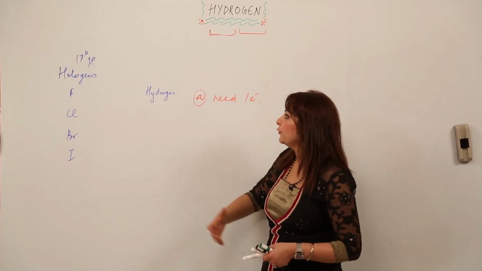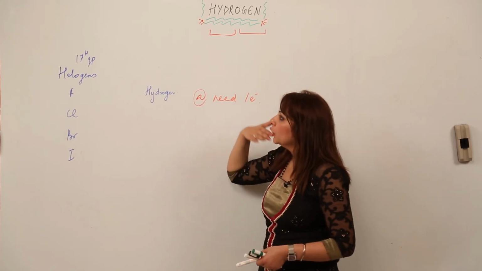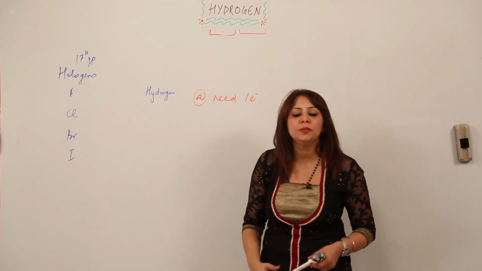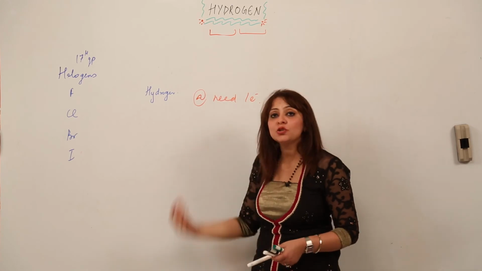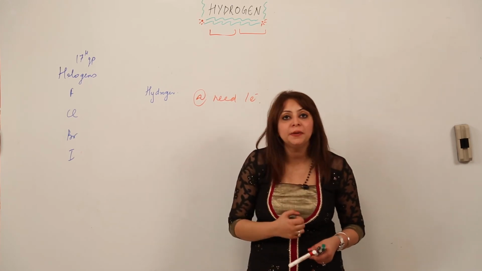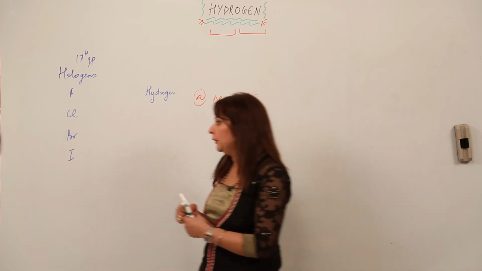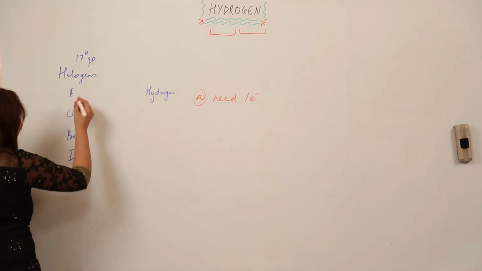So as I told you, the first similarity is that the halogens also need one electron to complete their octet, or you can say to attain stability. Similarly, hydrogen also needs an electron to complete its duplet, right. As I am showing you with an example, we have fluorine.